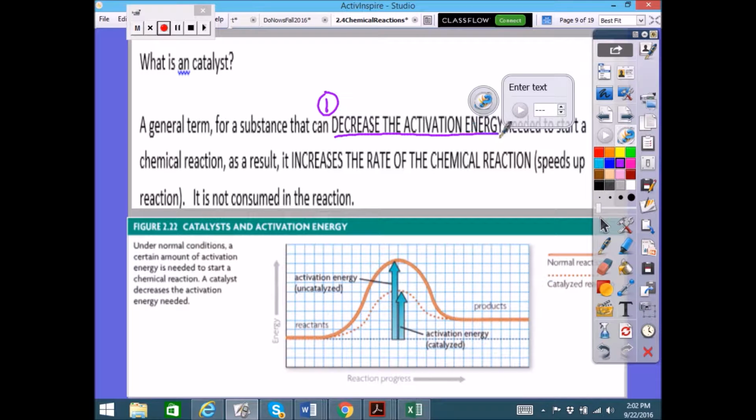They decrease the activation energy. Two, they increase the rate of the chemical reaction, which basically means that they speed it up, because some people don't know what that means. So what is a catalyst? A catalyst is a substance that helps speed up chemical reactions.